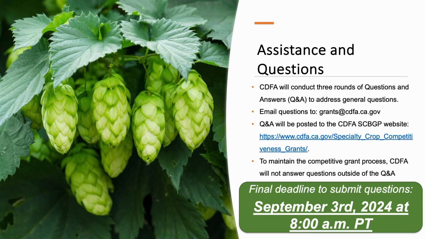Please continue to submit your questions through the Questions tab, and we will address them at the end of the presentation. In addition, we will conduct 3 rounds of questions and answers, or Q&A. Any questions that you may have after the webinar can be submitted via email to grants@cdfa.ca.gov at any time during the Q&A process. To ensure everyone has an equal opportunity to receive the same information, we do request that questions received outside of our webinars be in writing.